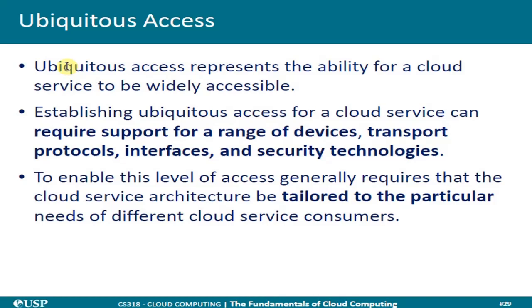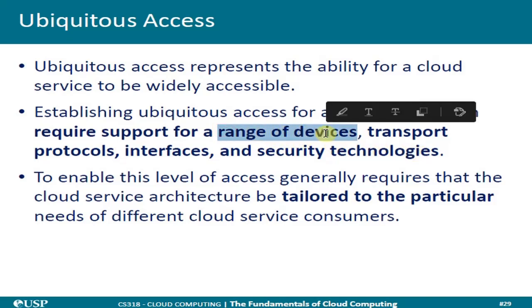Then we have the characteristic of ubiquitous access. So ubiquitous access represents the ability for a cloud service to be widely accessible, right? Ubiquitous meaning from anywhere. Establishing ubiquitous access for a cloud service can require support for a range of devices, right? So a range of devices meaning if the user is to access it from anywhere, they probably should also be able to access it from any device. Let's say a tablet or a desktop computer, a laptop or a smartphone.